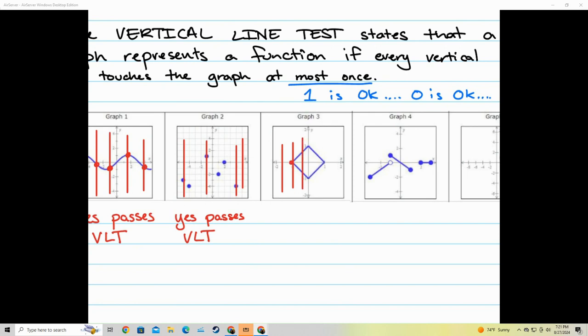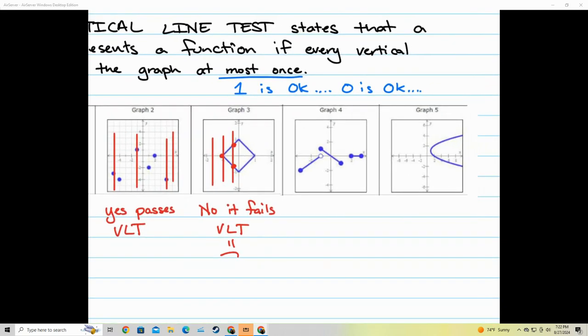This line, how many times does it touch? It touches twice, and that is not okay. As soon as it touches twice, not okay, we're going to say no, it fails vertical line test. And that makes me sad. Okay, so graph number 3 is not a function. Graph 1 and 2 are functions so far. Let's take a look at graph number 4.